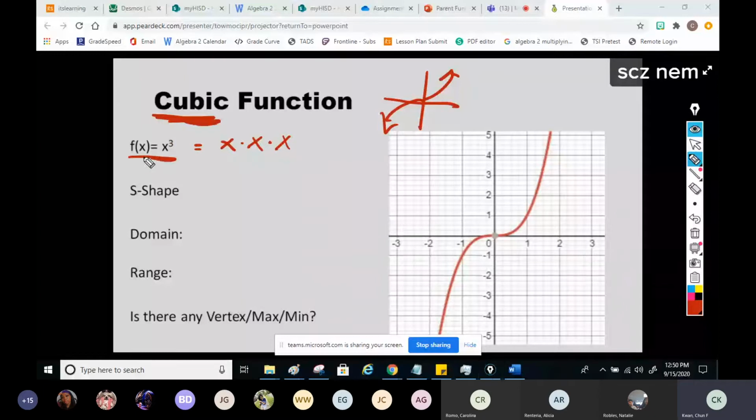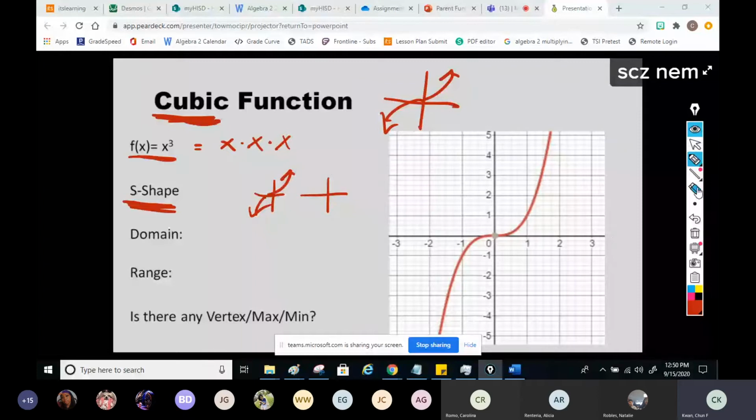And then it looks like a letter S, sideways letter S. So if it looks like a sideways letter S, it doesn't matter if it goes this way or if it goes that way. If it looks like a curvy line like that, like an S, then that's your cubic function.